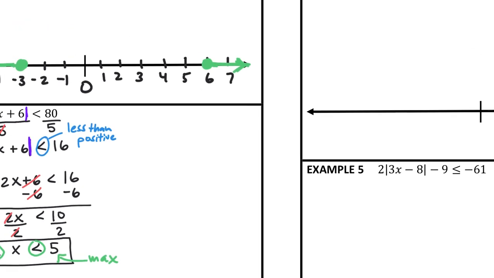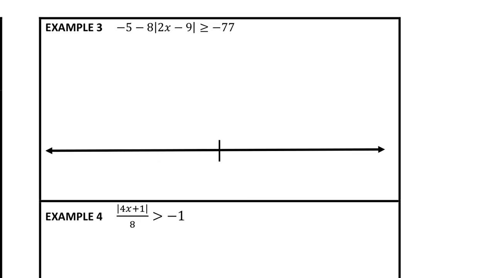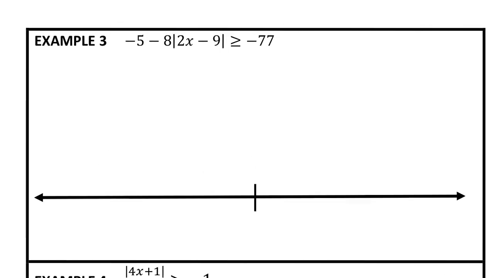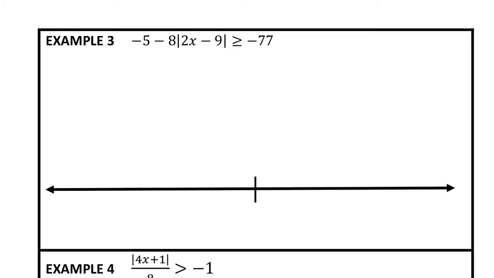Now let's look at example number 3. So let's make sure that the absolute value is by itself. So here we have the absolute value. It's not by itself, so we need to make sure it is by itself. So we got to move a couple of things. Plus 5, plus 5. These cancel here.